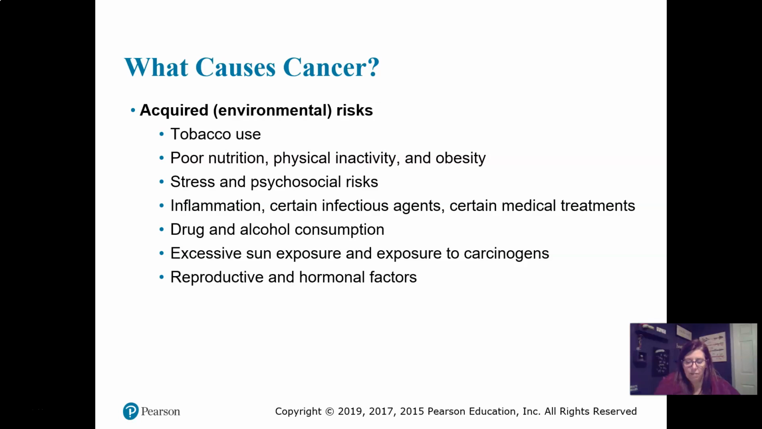Poor nutrition, physical activity, and obesity. Dietary choices and physical activity are some of the most important modifiable determinants of cancer. Stress and psychosocial risks. People under chronic severe stress or who suffer from depression or other persistent emotional problems show higher rates of cancer than their healthy counterparts. And then there's also reproductive and hormonal factors, excessive sun exposure, and exposure to other carcinogens as well.